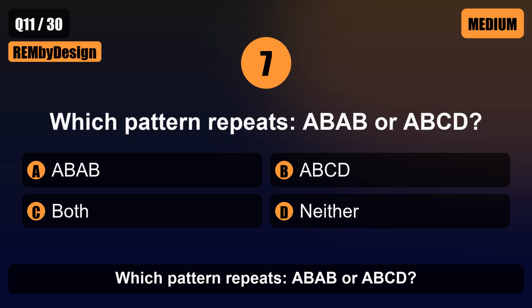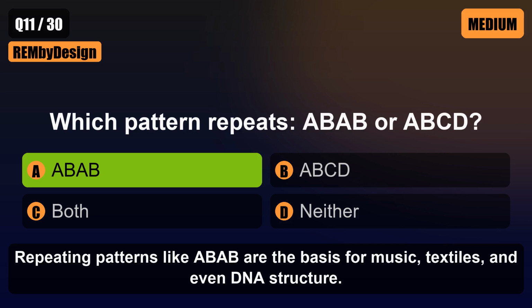Which pattern repeats, ABAB or ABCD? A. ABAB, or B. ABCD, or C. Both, or D. Neither. The answer is A. ABAB. Repeating patterns like ABAB are the basis for music, textiles, and even DNA structure.